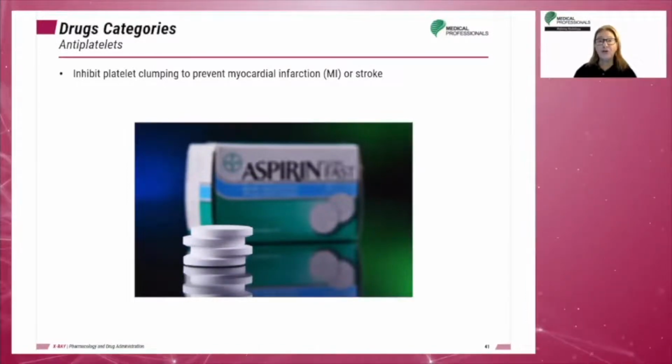Antiplatelets are used to inhibit platelet clumping in order to prevent myocardial infarctions, or MIs, or the blockage of a coronary artery. They can also be used to prevent a stroke or other transient ischemic attacks. For example, aspirin.